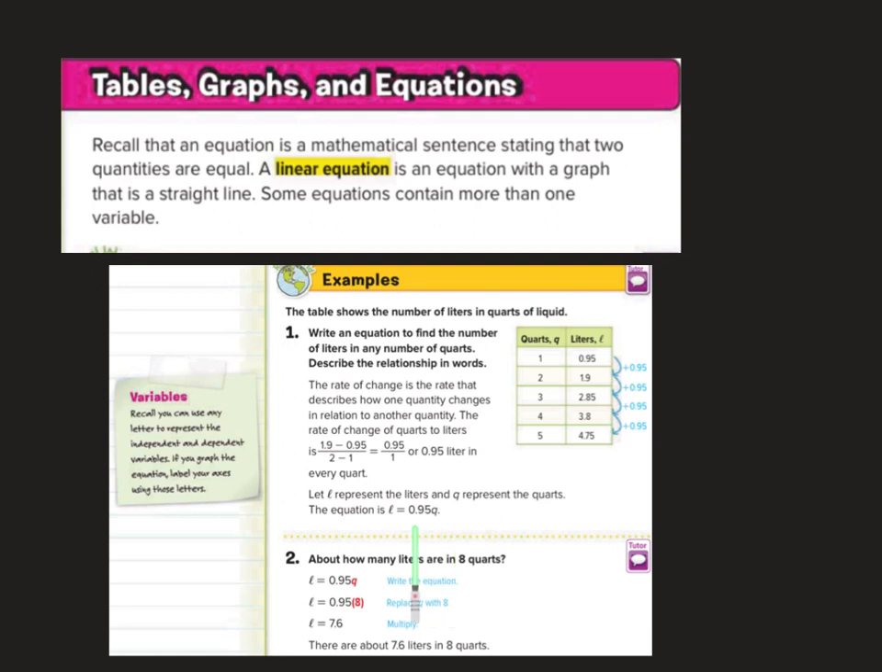So now that we have our equation, we can look at this scenario for number 2 about how many liters are in 8 quarts. So if we use the equation L is equal to 0.95Q, again L is for liters, Q is for quarts, we plug in 8 for quarts, we multiply 0.95 times 8, and we get 7.6 for an answer. So we can say there are about 7.6 liters in 8 quarts.